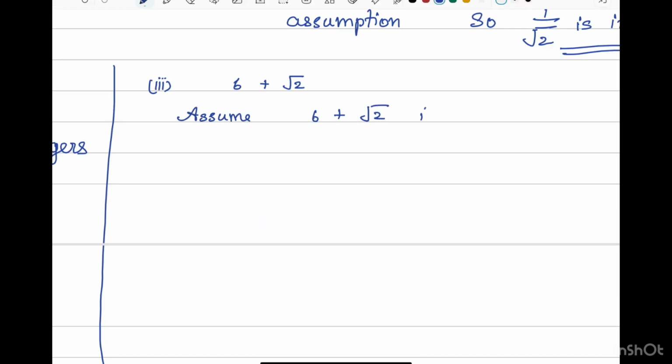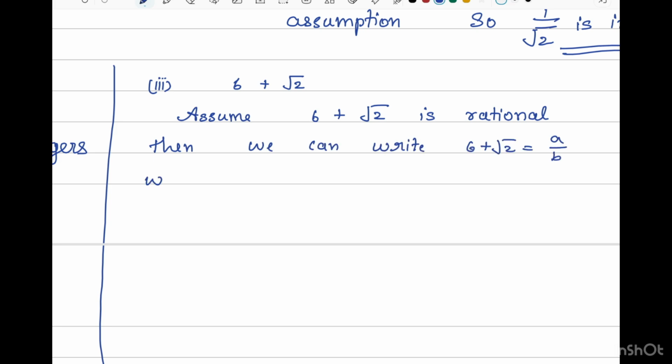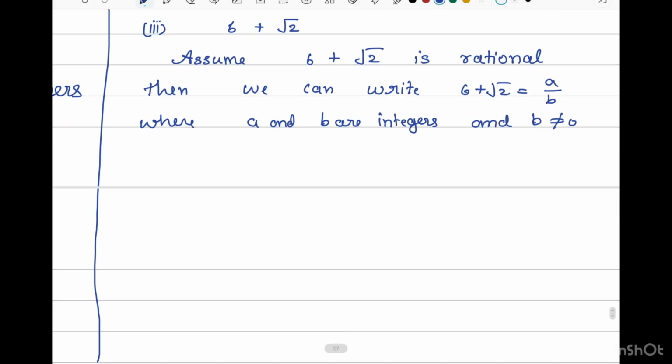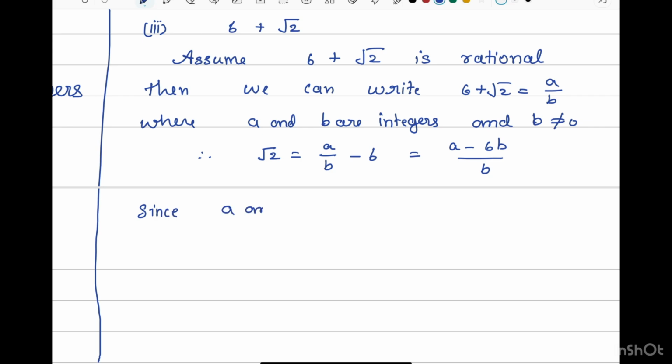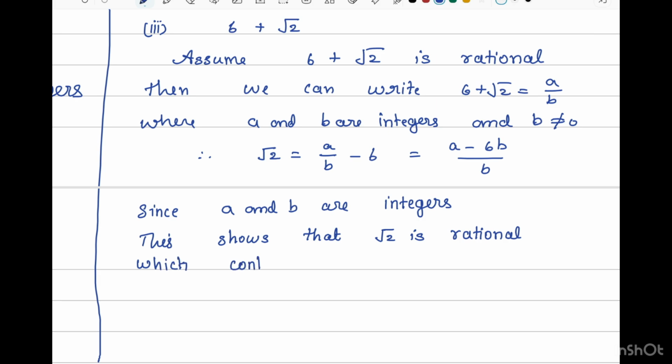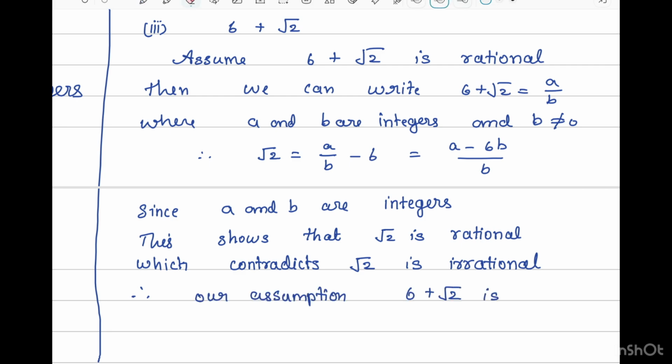6 plus root 2. Assume that 6 plus root 2 is rational. Then we can write 6 plus root 2 is equal to a by b form, where a and b are integers and b not equal to 0. Therefore, we get root 2 is equal to a by b minus 6. That is equal to a minus 6b divided by b, and since a and b are integers and b not equal to 0, this shows that root 2 is rational. Which is a contradiction, since root 2 is irrational. So, our assumption is wrong. Therefore, 6 plus root 2 is irrational.